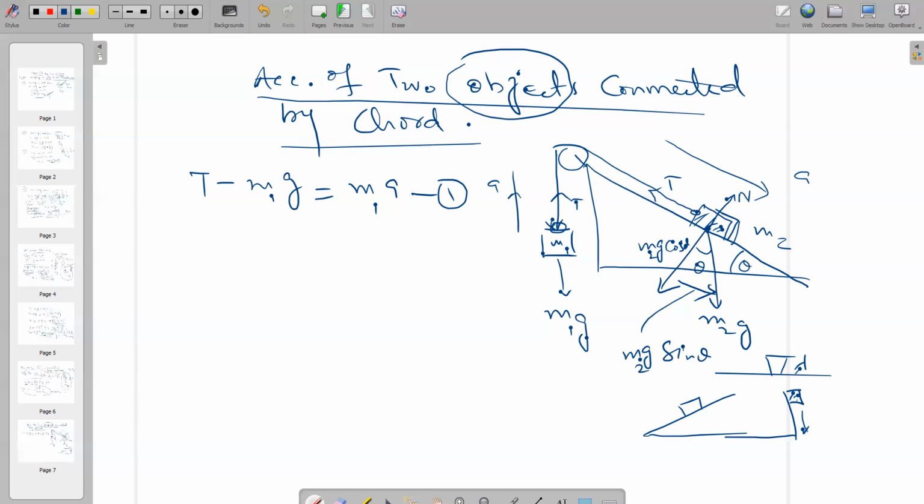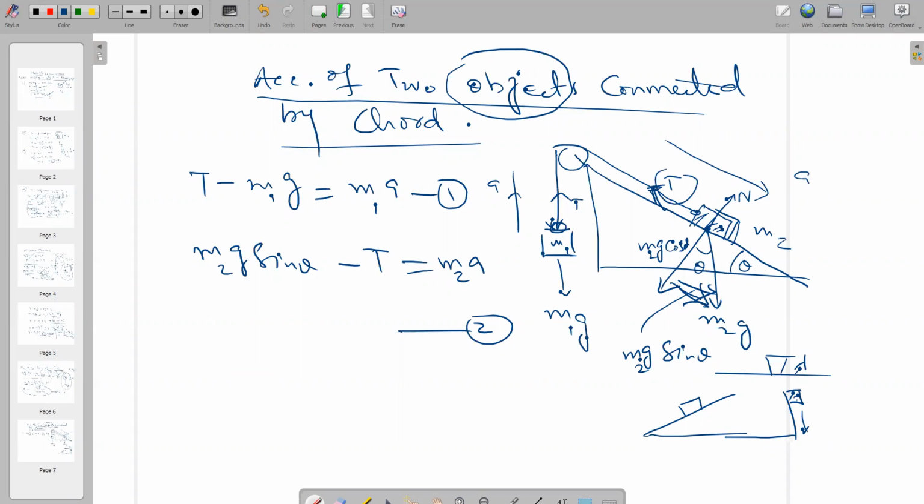Now we want to write the equation. So the equation will be what? It is moving in this direction. So it means m2g sine theta. Sine theta direction is this one. Okay. m2g sine theta minus the tension, direction is upward, minus T is equal to m2a. So this is our second equation.